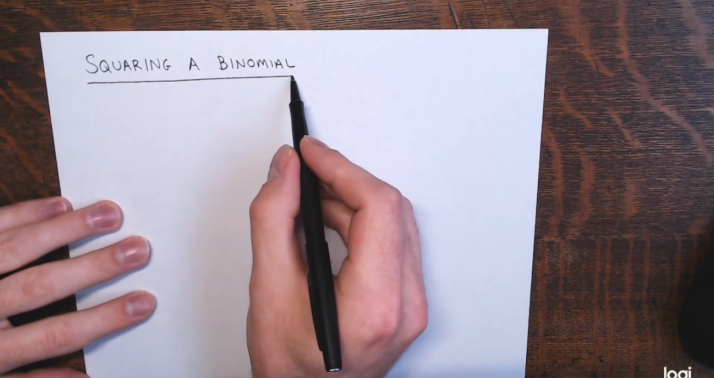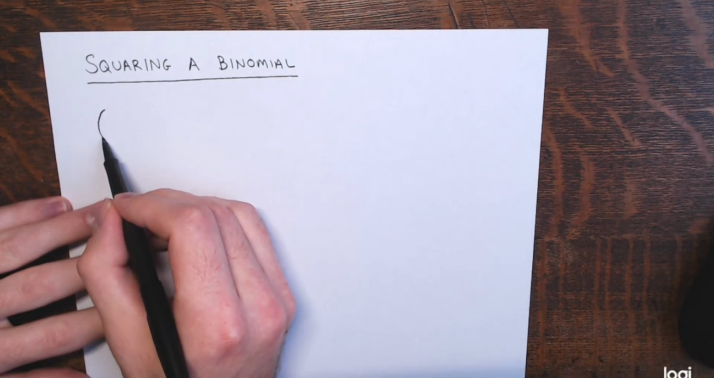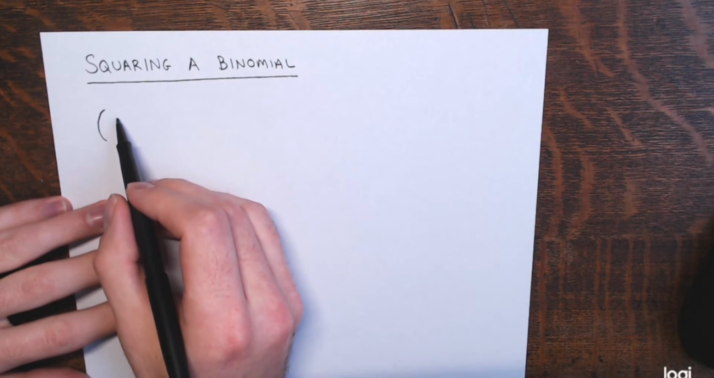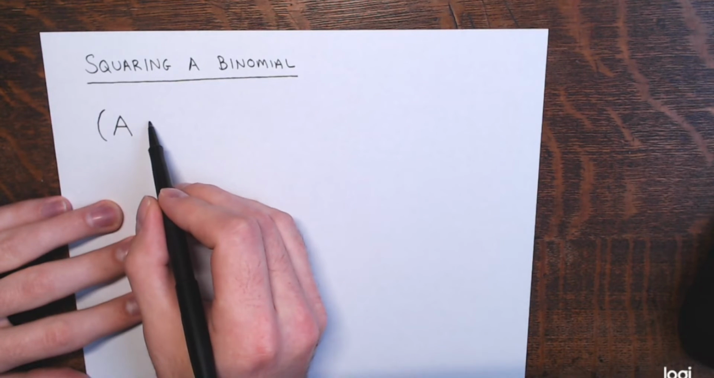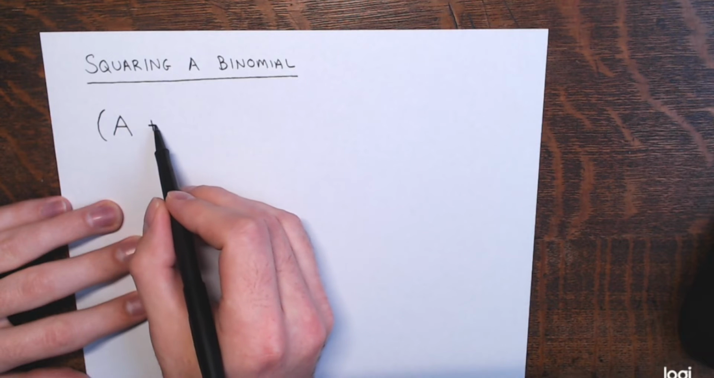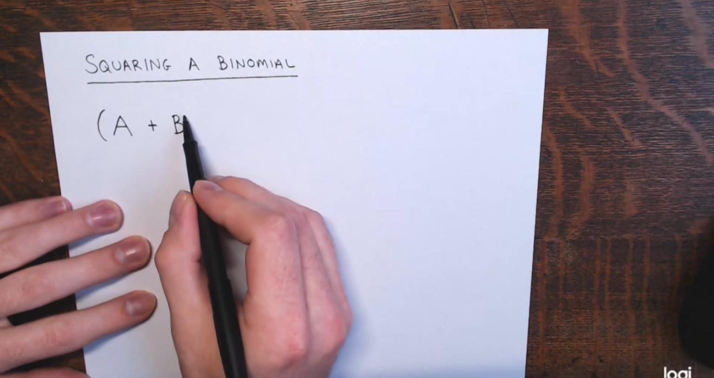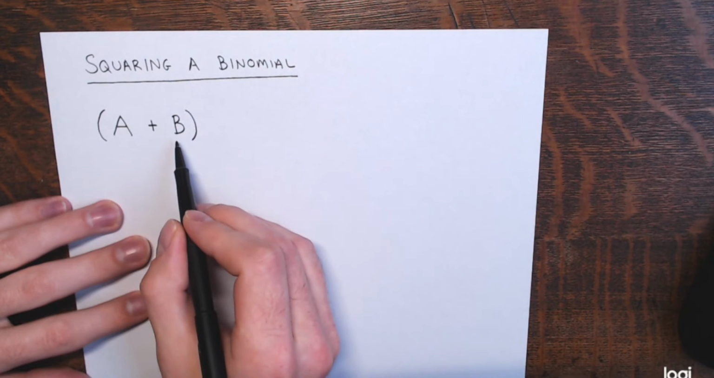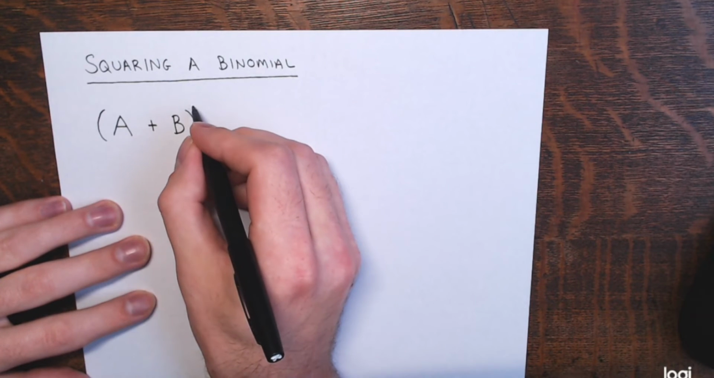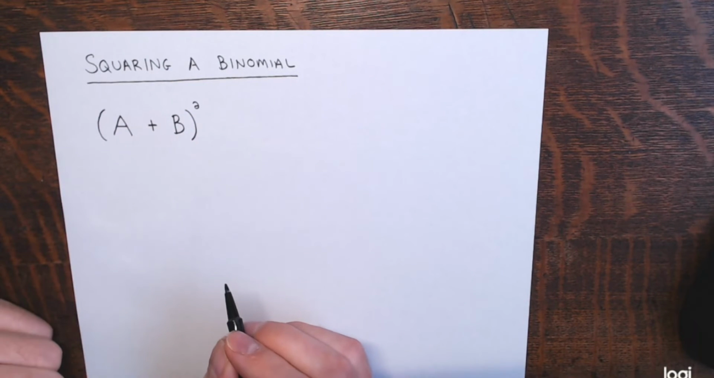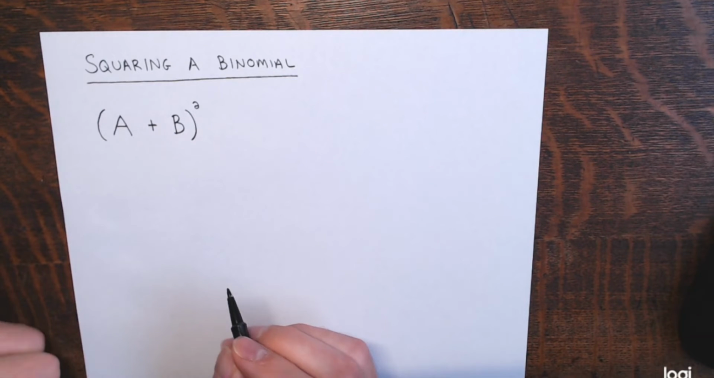Okay, so every binomial has 2 terms in it. It's a polynomial with 2 terms. So like this, some term capital A, plus or minus some term capital B. So this is a binomial, and what we're doing in this part of this assignment is squaring this, raising it to the second power.